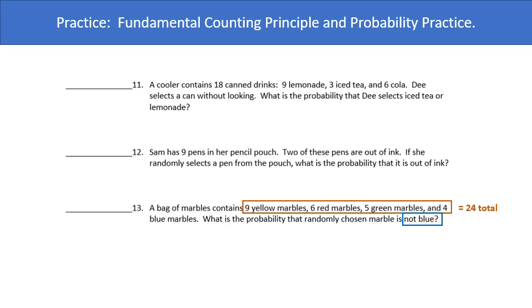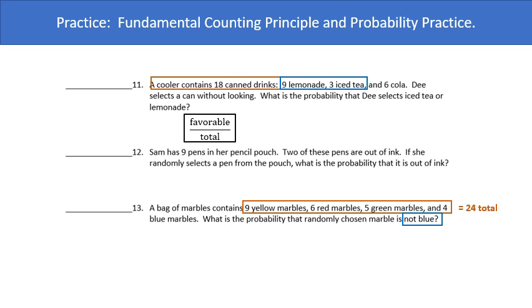Okay, so here we go. Probability is always favorable over total. So how many total drinks are there? 18 canned drinks. So that's our denominator. We're looking for the probability that she selects iced tea or lemonade. So that's going to be 9 plus 3 on the top, iced tea or lemonade, 18 on the bottom. So that's 12 over 18. Can we simplify that? Yes, 2 over 3. Remember, anytime you can simplify, you need to simplify. So we can divide the top and the bottom by 6, and we'll get 2 over 3.